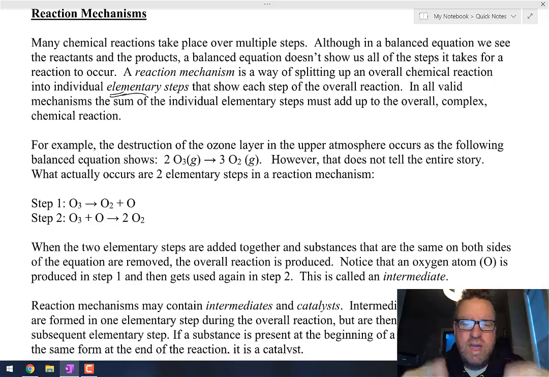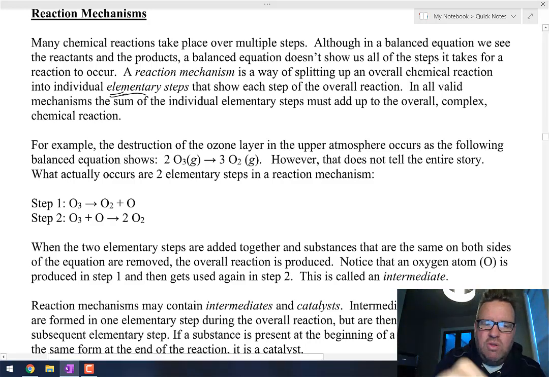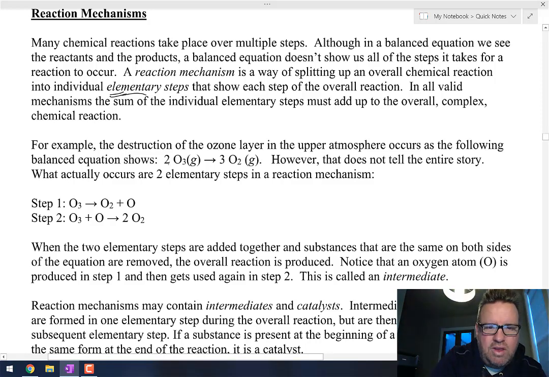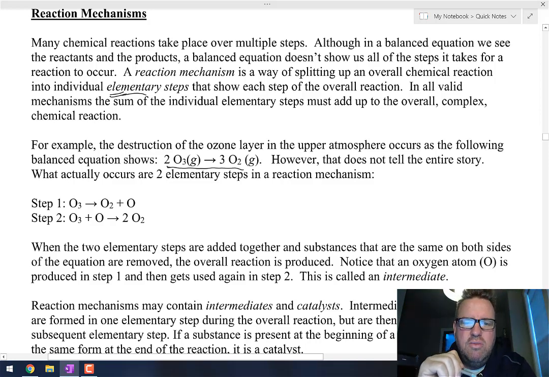So most chemical reactions can be split up into 2, 3, 4, 5, 6, who knows how many different elementary steps. For example, the way that the ozone layer protects the earth from the UV rays from the sun is the chemical equation 2 O3s become 3 O2s. However, that doesn't really tell us what's exactly happening.